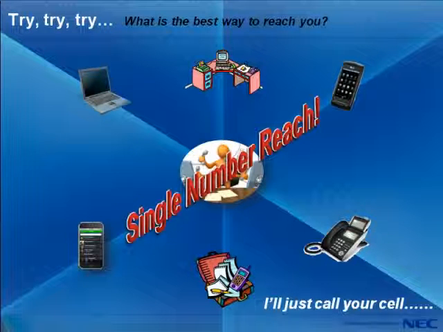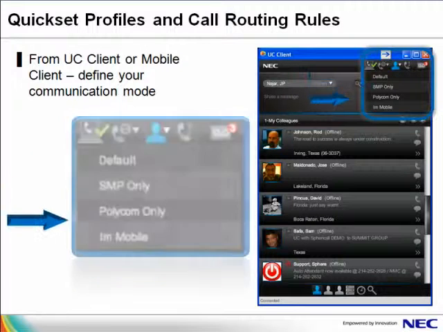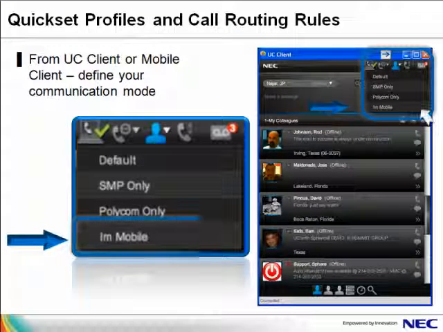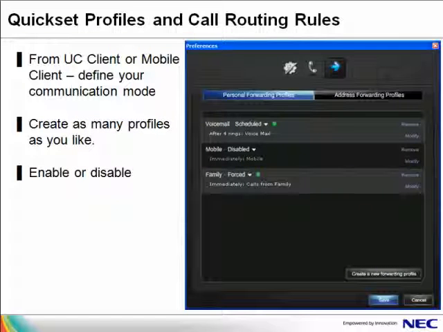Univerge 3C UC Client has the answer. With quick set profiles and routing rules, you have full control of when you receive calls, from whom, and under what conditions. This is easily set from the UC Client or the UC Mobile Client. Profiles may be enabled or disabled. In this example, you have a voicemail profile which allows calls to ring 4 times and then go to voicemail. Second, you have a mobility profile available but disabled.